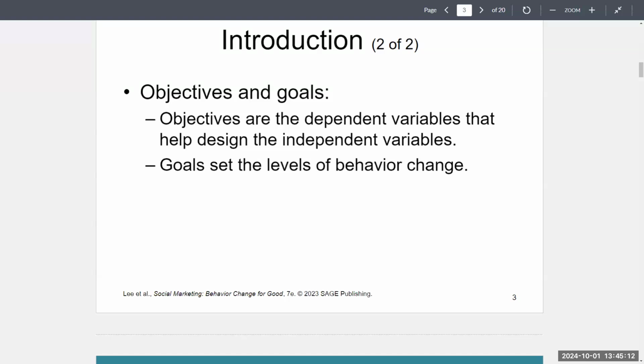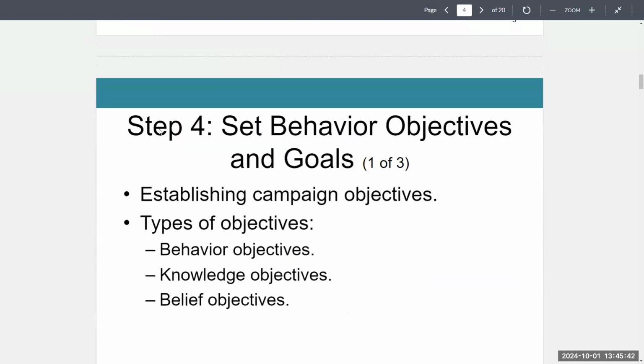Okay. Anyway, so back to objectives and goals. Objectives are the dependent variables that help decide the independent variables. So make sure that your objectives and your goals fall under that category. You have to identify what the dependent variable is and what the independent variable is that influences it. Those should be your goals and objectives. And goals set the different levels of behavioral change that you're trying to enact. But we'll delve more into that in 10 minutes.